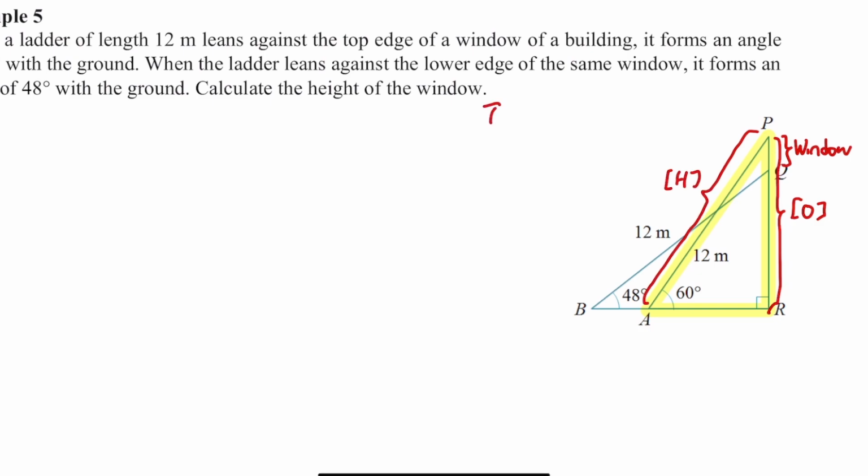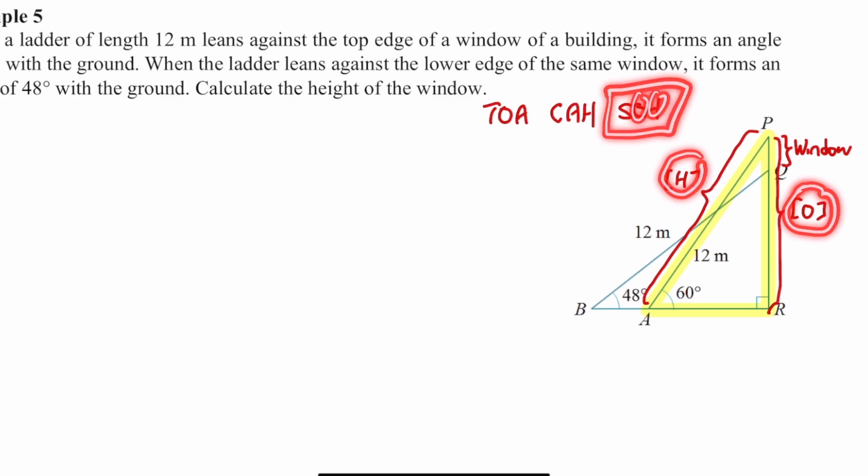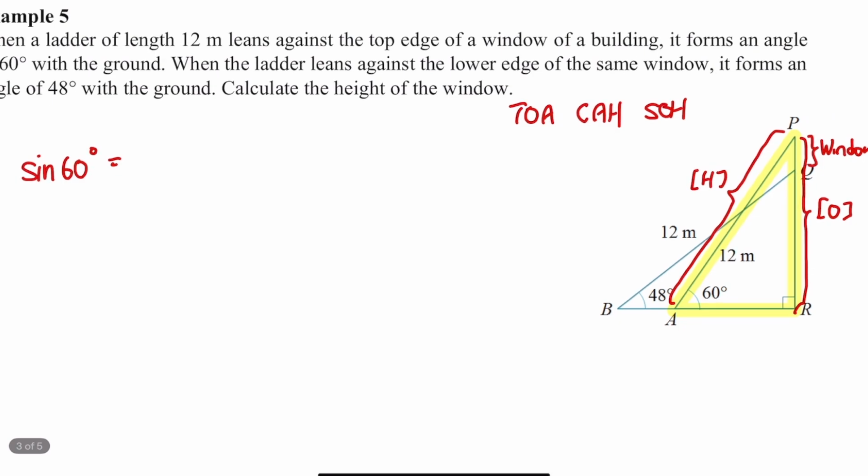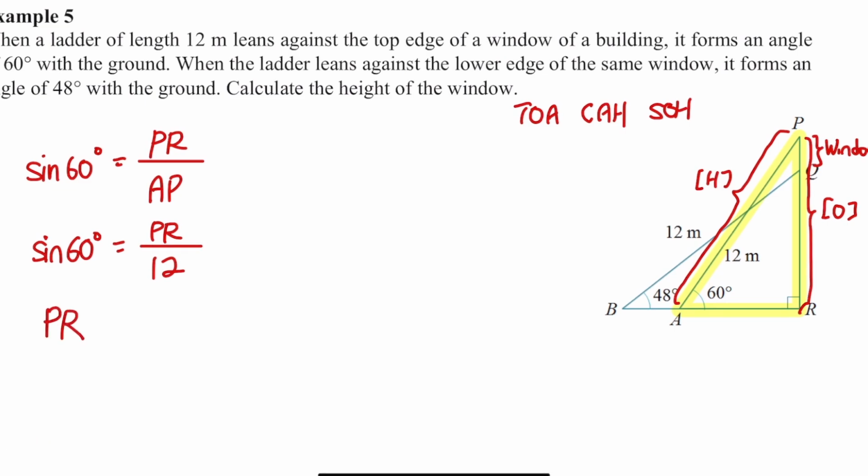So again, I have to identify the trigonometric ratio. I want to find the opposite side and I know the hypotenuse, so I have to use sine. This means that sine 60 degrees is equal to the opposite, which is PR, over the hypotenuse, which is AP, in the yellow triangle. And I know that AP is equal to 12. So PR is equal to, multiplying 12 on both sides, 12 sine 60 degrees. Pressing in the calculator to 5SF, I should get 10.392 meters.